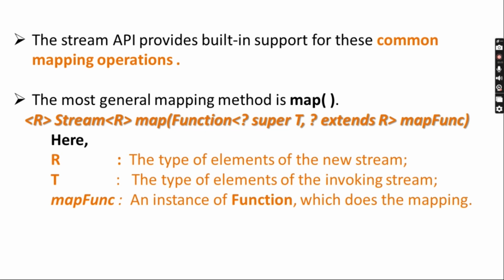Fortunately, Stream API provides built-in support for these common operations. The most general mapping method is the map method. Here, <R> Stream<R> map(Function<? super T, ? extends R> mapFunction). R is the type of elements of the new stream, T is the type of elements of the invoking stream, and mapFunction is the instance of Function which does the actual mapping. So please remember and write down the syntax of the mapping method, that is very commonly used.